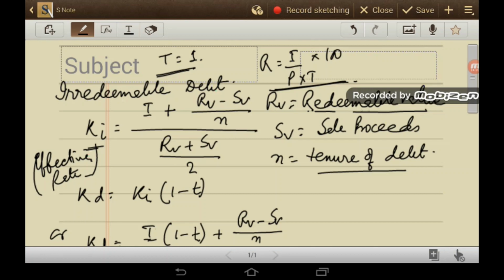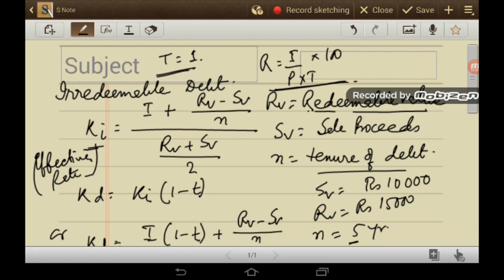For example, if the sale proceeds SB is equal to rupees 10,000, RV is equal to rupees 15,000, and the tenure of debt N is equal to 5 years, then the excess amount of 5,000 is paid over a period of 5 years. So per year it is rupees 1,000, that is 5,000 by 5. So annual interest is the I, and this excess amount paid per year is taken in the numerator.